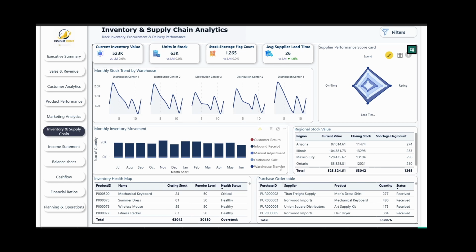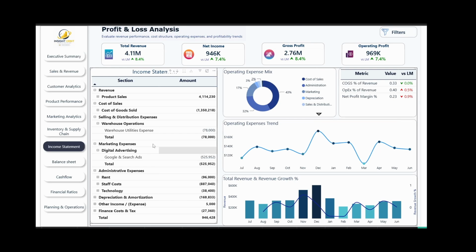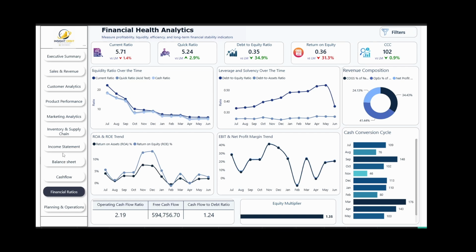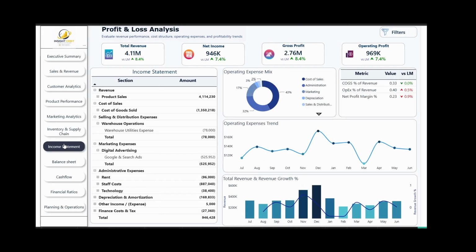And this is the financial overview. Now let's move on to the financial reporting overview. The financial section includes the income statement, balance sheet, cash flow statement, and financial ratio analysis. These reports are connected with the general ledger, which means the financial numbers are generated from the actual accounting transactions. Now let's start with the income statement. The income statement shows the company's financial performance over the selected period.